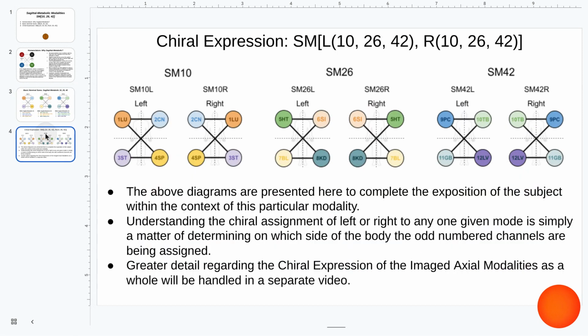Slide 3, Chiral Expression. The above diagrams are presented here to complete the exposition of the subject within the context of this particular modality. Understanding the chiral assignment of left or right to any one given mode is simply a matter of determining on which side of the body the odd-numbered channels are being assigned. Greater detail regarding the chiral expression of the imaged axial modalities as a whole will be handled in a separate video.